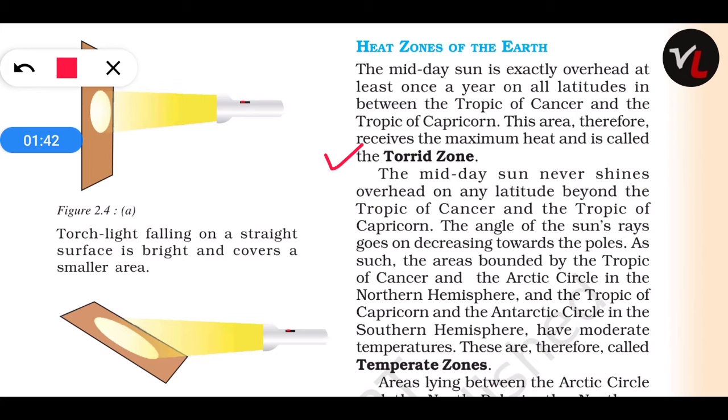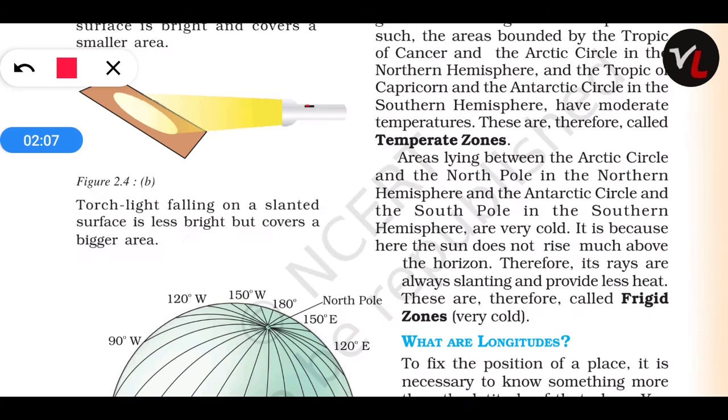So which is the area covered? The area is bordered by Tropic of Cancer and Arctic Circle in the northern hemisphere and Tropic of Capricorn and Antarctic Circle in the southern hemisphere. These are the areas which have moderate temperatures. So these are called temperate zones.